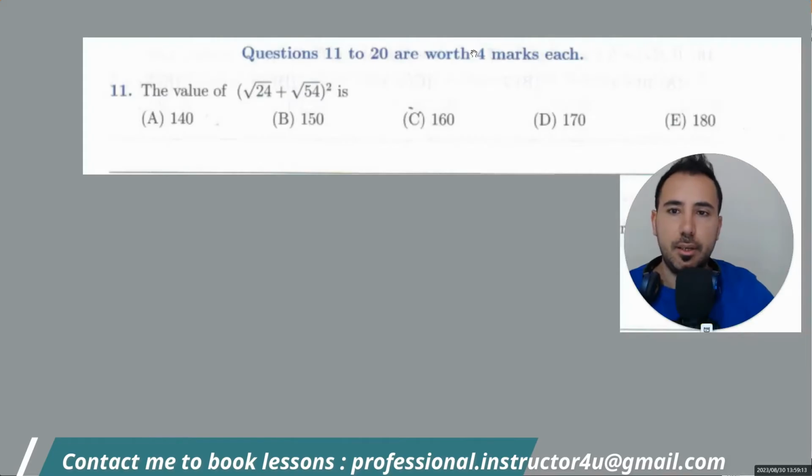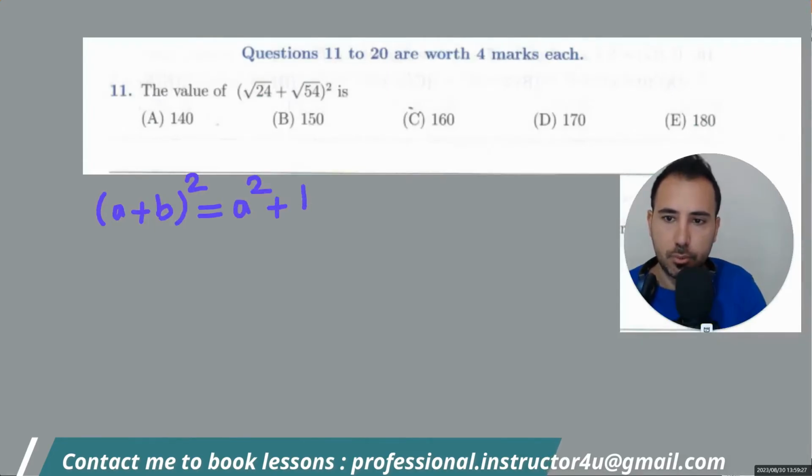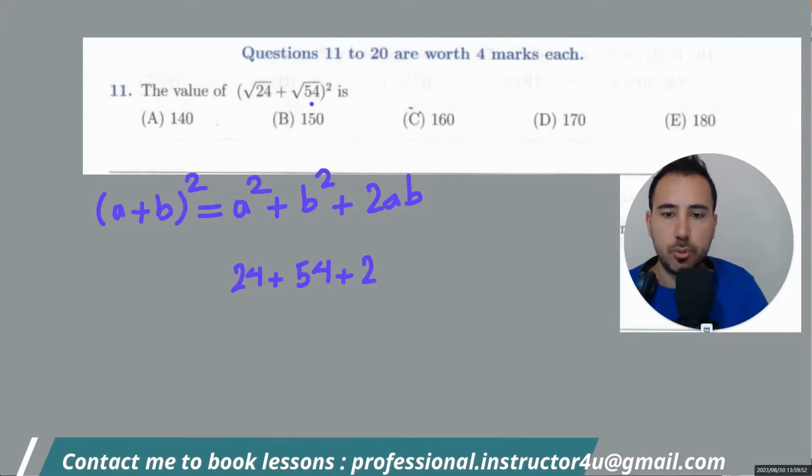Question 11, the value of this is equal to which one? We know that (a + b) squared will be a squared plus b squared plus 2ab. Now the first term is a, the second term is b. When we square them, they cancel out the square root. So a squared will be 24. b squared will be 54, plus 2 times the square root of 24.